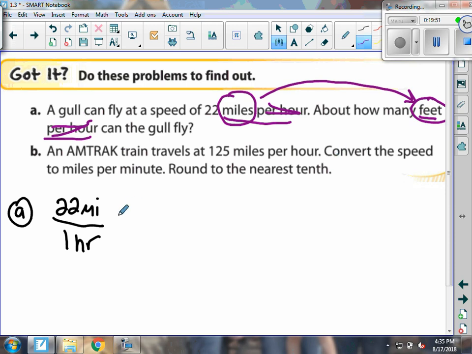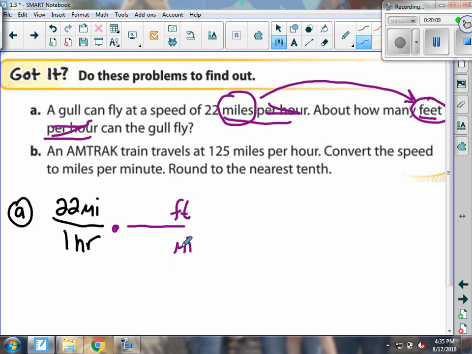So this is going to tell me what I'm going to multiply by. So I'm going to set up my fraction. If I'm changing miles to feet, I want to get rid of miles. So since it's on the top here, I have to put it on the bottom here. And I'm going to change it to what I have left. I have feet.